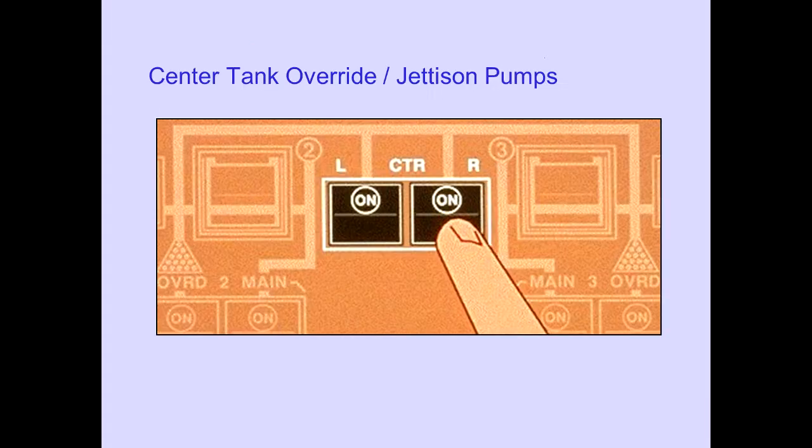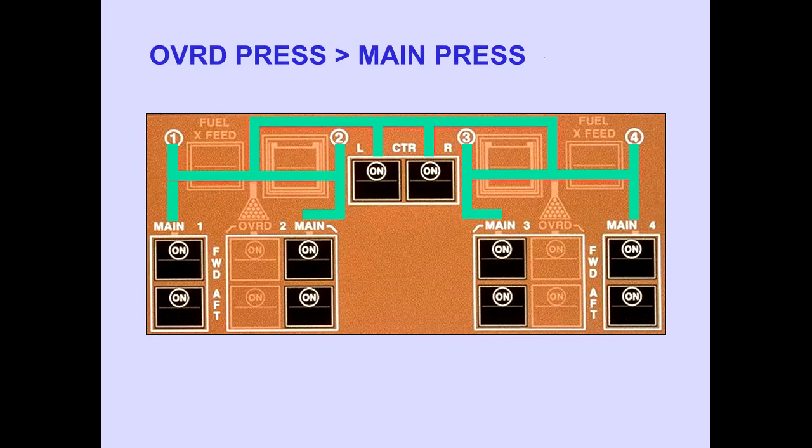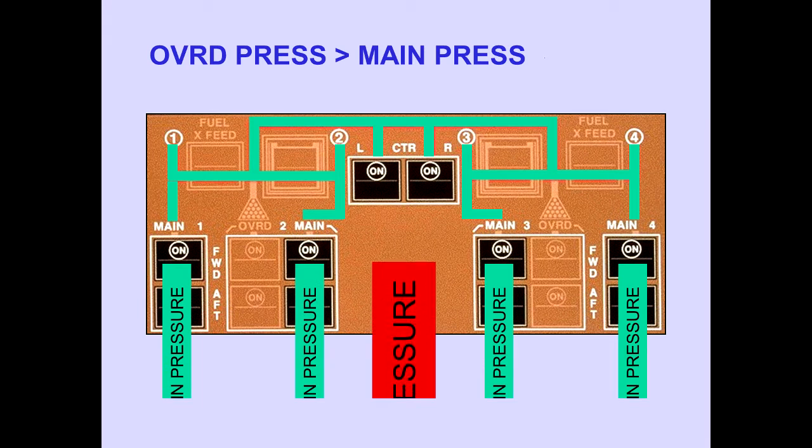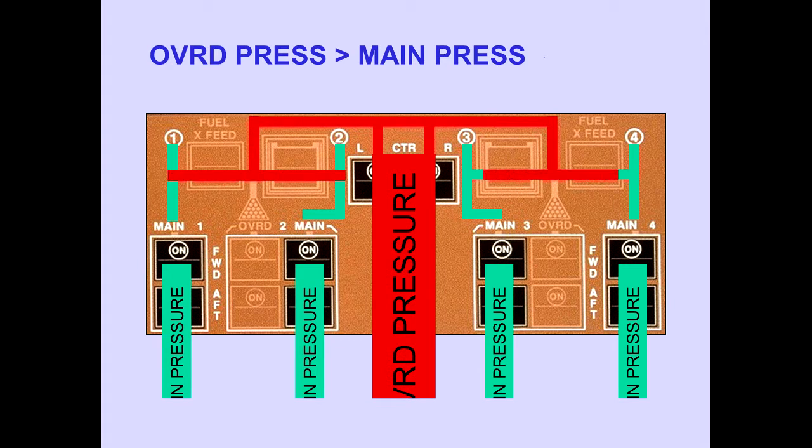The center wing tank has left and right override jettison pumps. Pushing the pump switches on turns the pumps on. Center wing tank override jettison pump pressure is greater than main pump pressure. With both the center wing tank override jettison pumps and main tank pumps operating, the center wing tank override jettison pumps will supply fuel to the engines.